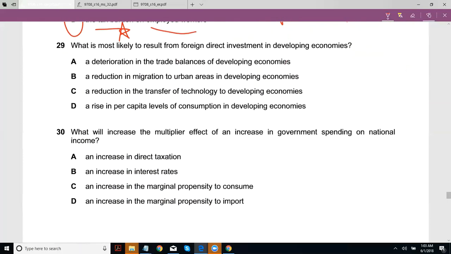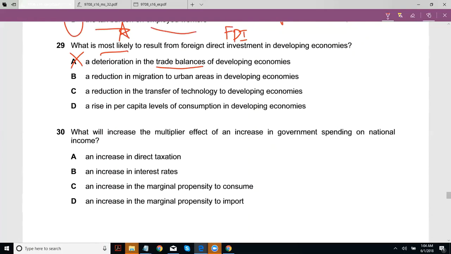29. What is most likely to result from foreign direct investments in developing economies? A deterioration in the trade balances of developing economies? No, because foreign direct investments would go in, I don't know, would they go in your capital account or in your financial account? Or would that depend? That depends, I think, because there are two types, portfolio and direct. Exactly. So it would depend on which type of investment it was.